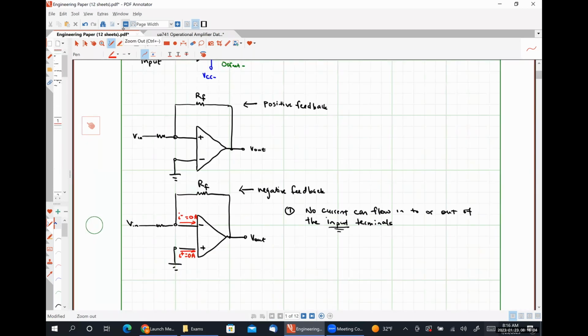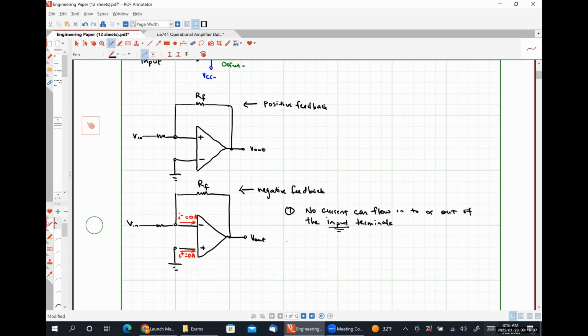Okay, so for the most part, there will be some small amount of current that is flowing into the op-amp terminals, but it will typically be on the order of nanoamps to picoamperes or smaller. And so we consider that effectively or essentially to be 0. So our first op-amp rule, no current can flow into or out of the input terminals of our op-amp, is because of the large input resistance of the op-amp itself.